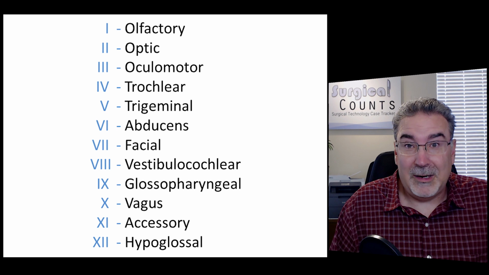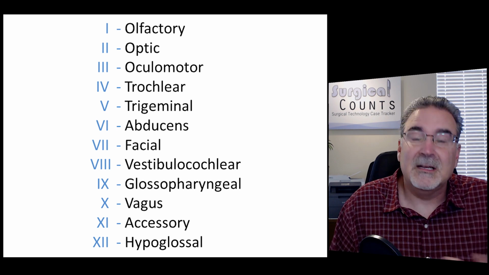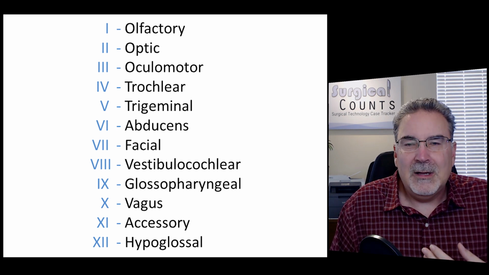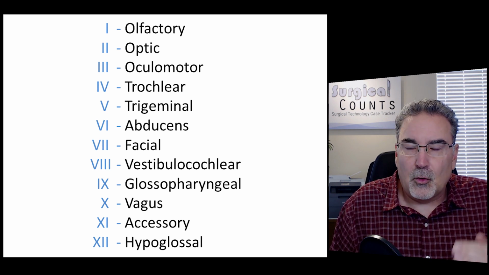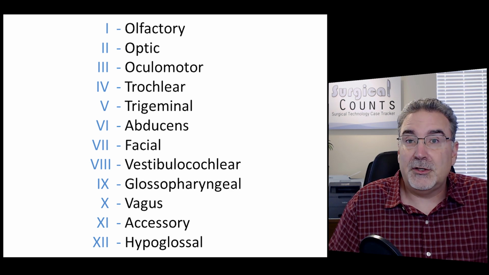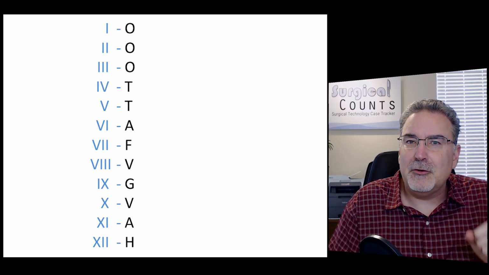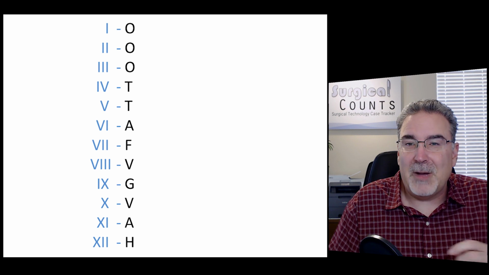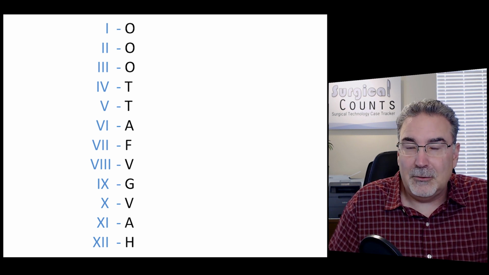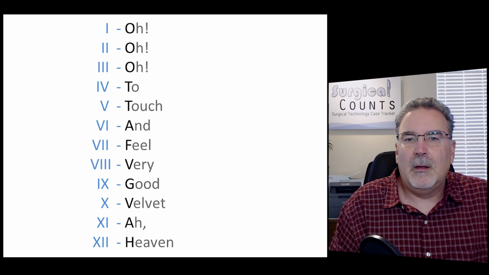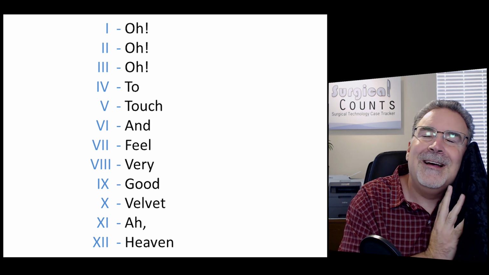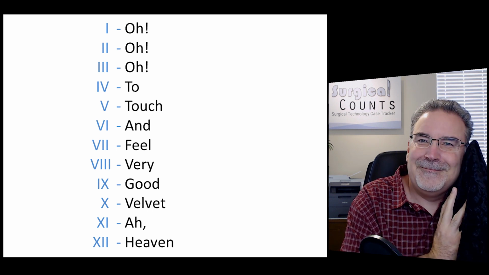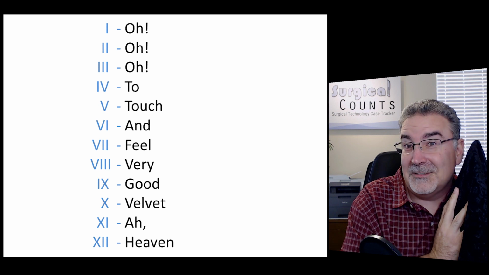Now, if you have a great memory, lucky you, you can just memorize this list. But if you have a terrible memory like I do, then you have to use some sort of a mnemonic, some sort of a system in order to remember the order of these nerves. So with the mnemonic, what you do is you change each of these 12 words, but you keep the first letter, and that's what's going to remind you. So the mnemonic that I use, the sentence that I use in order to remember this order, is this. Oh, to touch and feel very good velvet, ah, heaven. You thought I was going to say something different, didn't you?